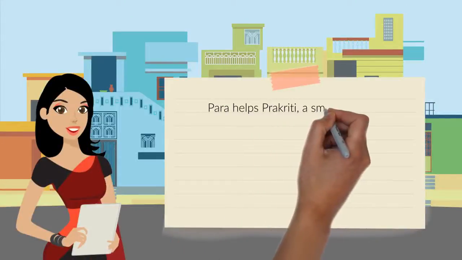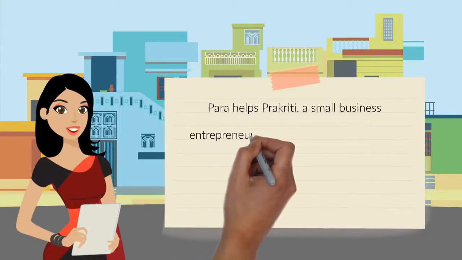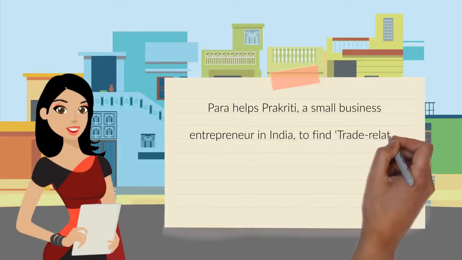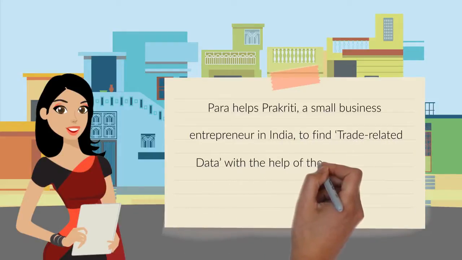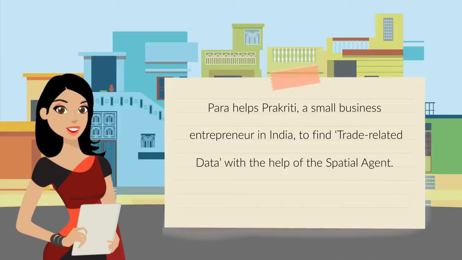Prakriti is a small business entrepreneur in India. She has been invited to attend a trade conference in Australia. Para, who is in India for her research work, helps Prakriti find trade-related information with help of the Spatial agent.